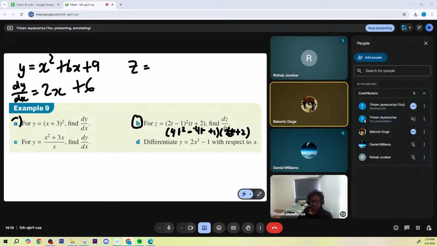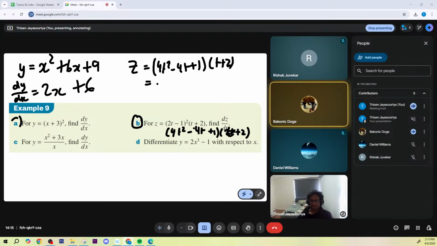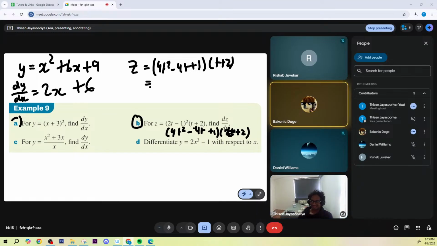I'd rather do this on paper. So you get 4t squared, take 4t plus 1, brackets, t plus 2. I have no idea what you're saying. You're cutting out a lot. Oh, brother.